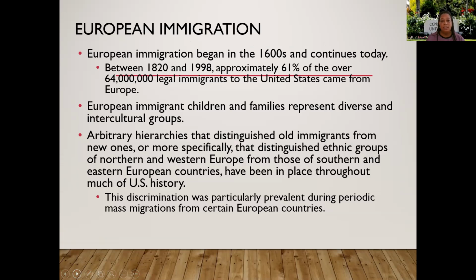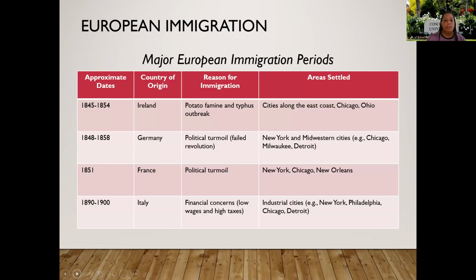Between the 1820s and 1998, approximately 61% of the over 64 million legal immigrants to the United States came from Europe. The European immigrant children and families represented diverse and intercultural groups. There were arbitrary hierarchies that distinguished old immigrants from new ones, or more specifically, that distinguished the ethnic groups of Northern and Western Europe from those of the Southern and Eastern European countries, that have been placed throughout much of US history. This discrimination was particularly prevalent during the period of mass migration from certain European countries.